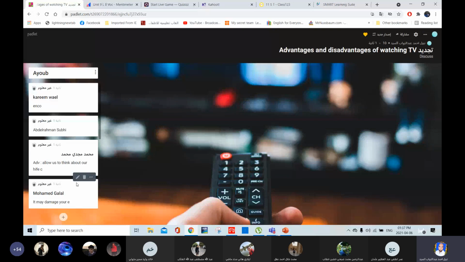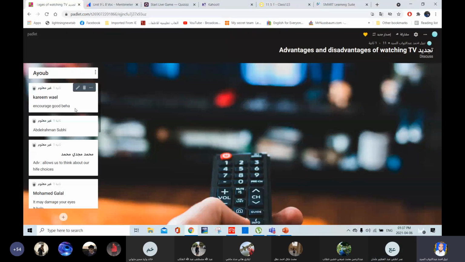Kareem Wael: encourage good behavior. You see here, your students or your colleagues are writing inside the boxes, as if it's like a whiteboard. You can write what you want. Write the advantages and disadvantages of television. Just one and one. Okay, just one and one.